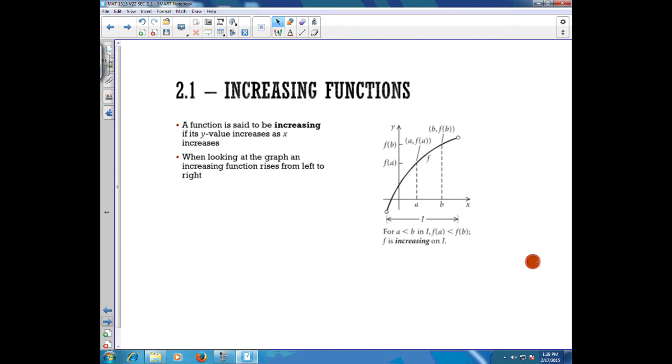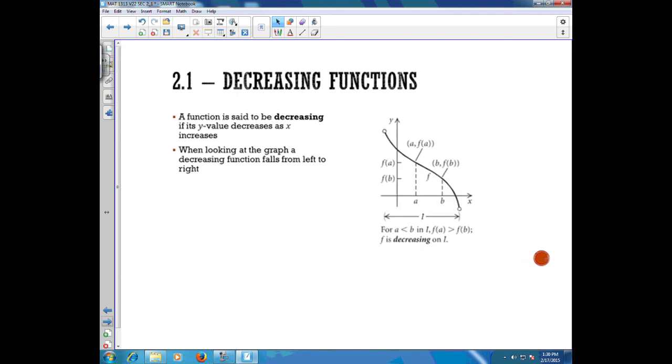We say that a function is increasing if its y value increases as x increases. So when you look at the graph, the function's rising from left to right. So you can see a picture of this here. As x increases, the y value increases. And this means that the function is increasing.